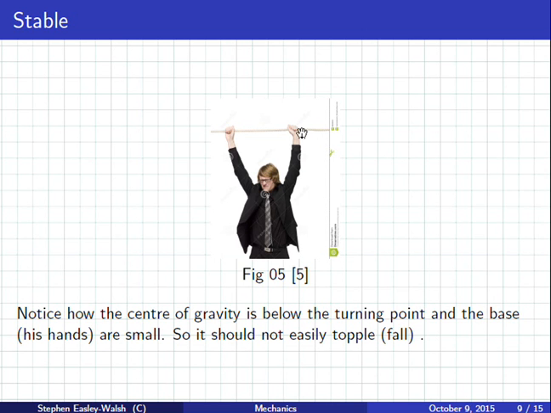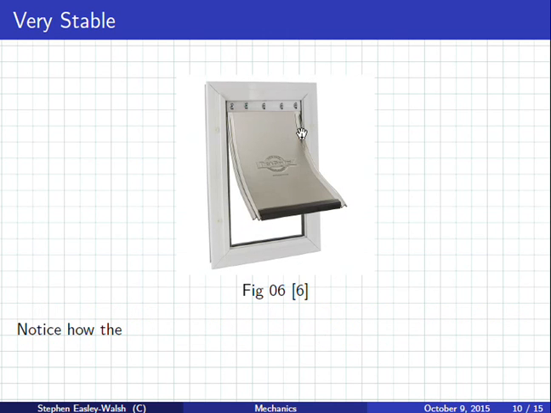Alright? Now the last one here is very stable. The center of gravity is below the turning point and the base is very big. So this door for the cat will never fall, because every time the cat goes through, it will swing and go back. Because the base is big and the center of gravity is below, it'll be very difficult for this to fall off. So it will not break easily. Yeah? So this is very stable.